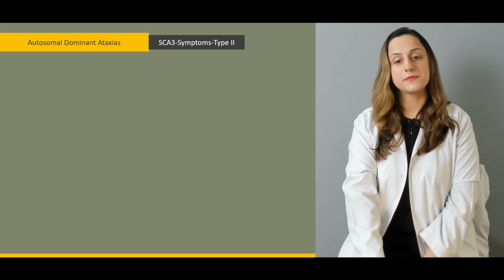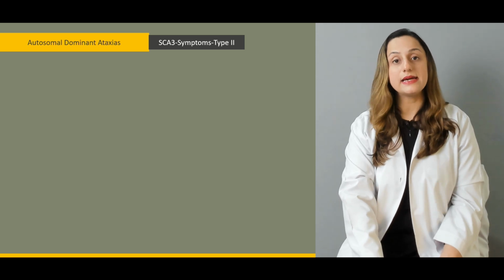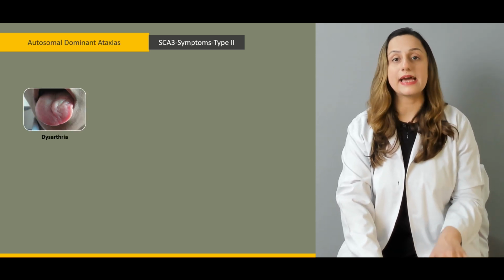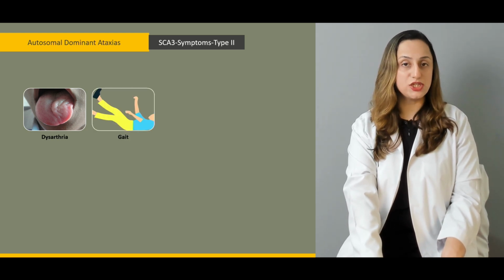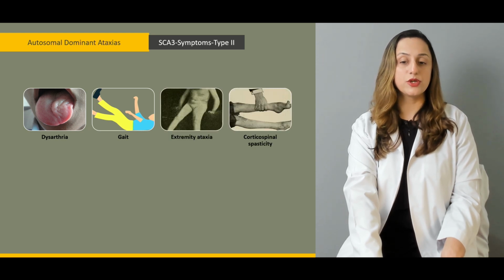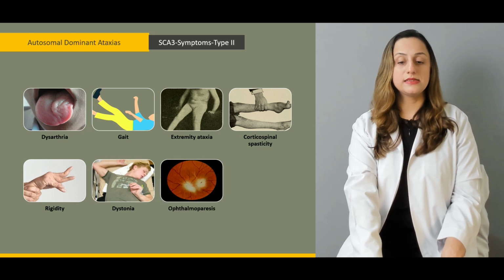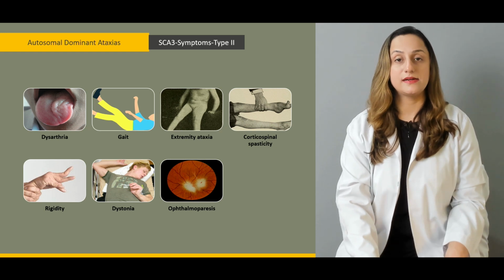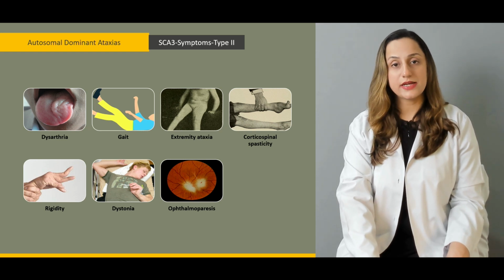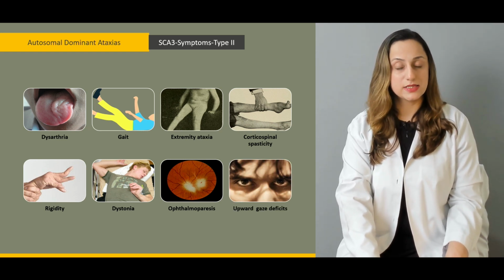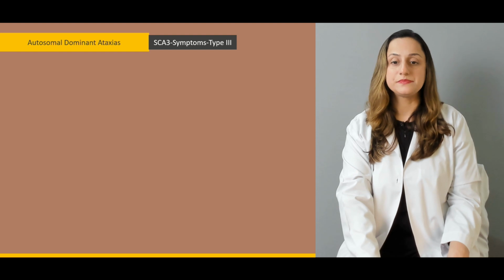Then we have the symptoms of type 2 for the third variety. So it's basically a subdivision of the third variety. This is the second type of the third variety. Dysarthria involves the difficulty in speech, gait is affected, ataxia is going to be again present along with spasticity, rigidity, dystonia, and that is again going to be coupled with the disruption of the ocular movements known as ophthalmoparesis. Due to the effects on the optic nerve, the upward gaze is going to be even affected when there is ophthalmoparesis noted in these patients.